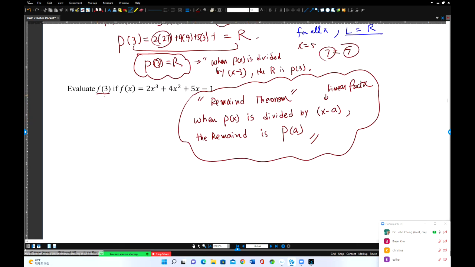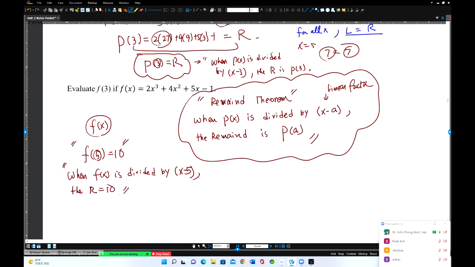What's the remainder? So if we have f of 5 equals 10, if you got this one, okay, a polynomial f of x, but f of 5 is 10, what does that mean? When f of x, this polynomial, is divided by what factor? x minus 5. The remainder is 10. That's the meaning.